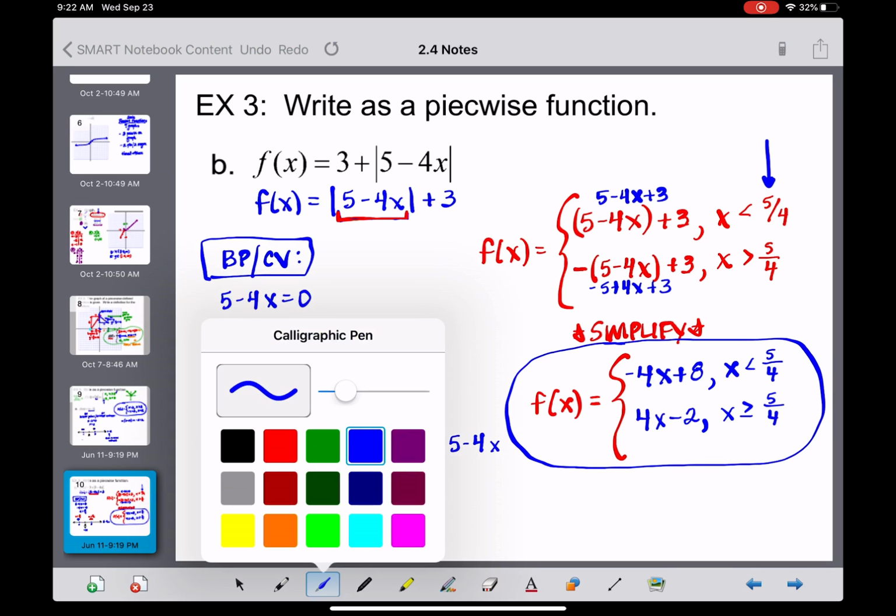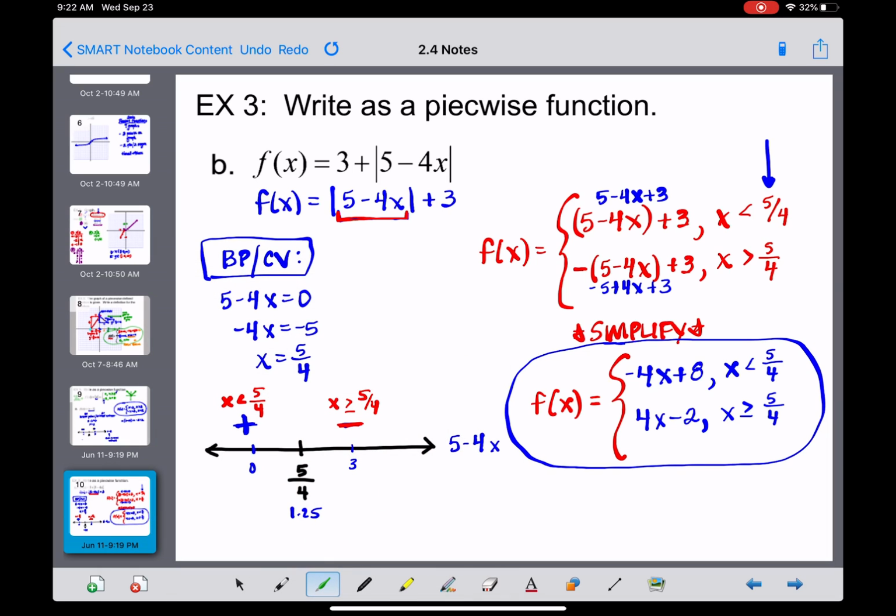Now if you don't have a calculator, let's say this is on the no calculator part, you could still check values. You could check f of 0, and maybe you check f of 8 or f of 3. We'll do a smaller one. Well, 0 is less than 5/4, so if I subbed it in here, I would get negative 4 times 0 plus 8, which is 8.